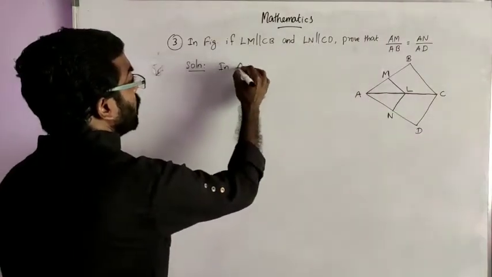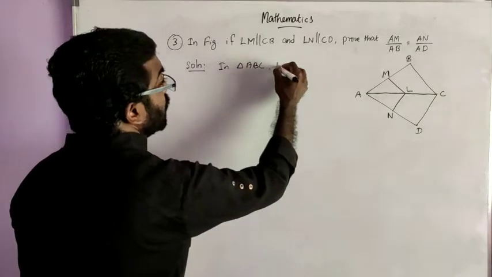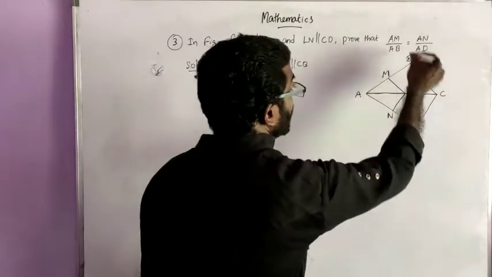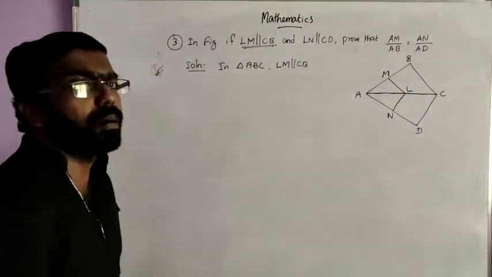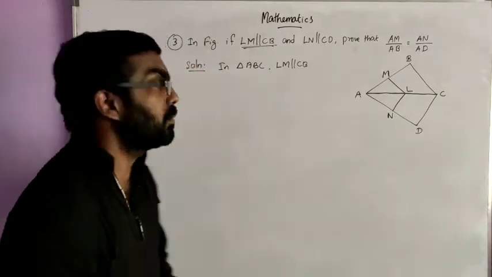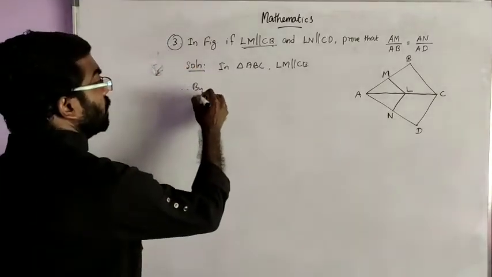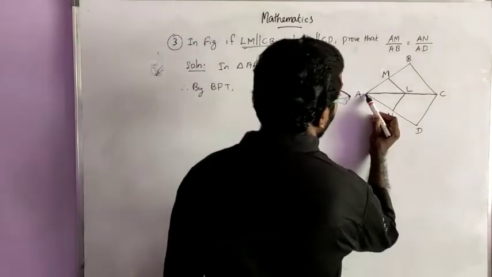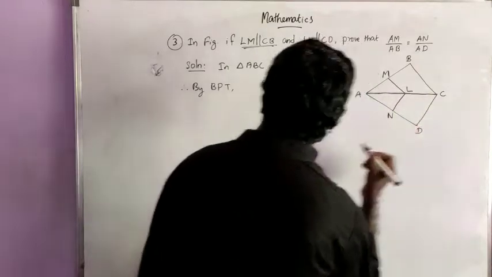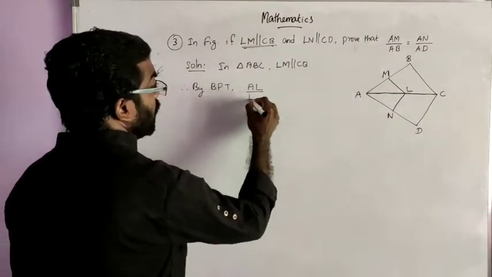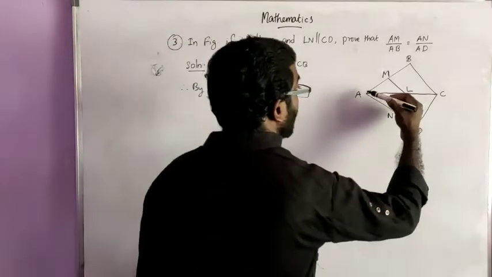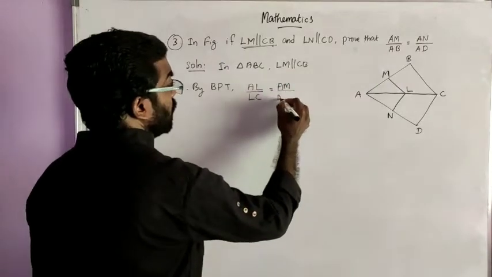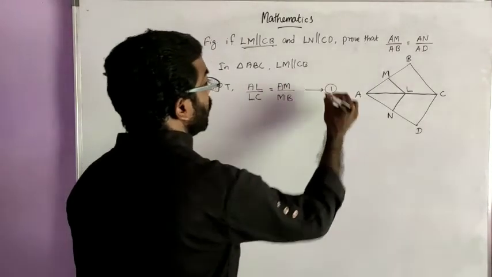So in triangle ABC, LM is parallel to CB. It is given in the question. So we can apply basic proportionality theorem. Therefore, by basic proportionality theorem, we can write this ratio AL by LC will be equal to AM by MB. Take it as equation number 1.